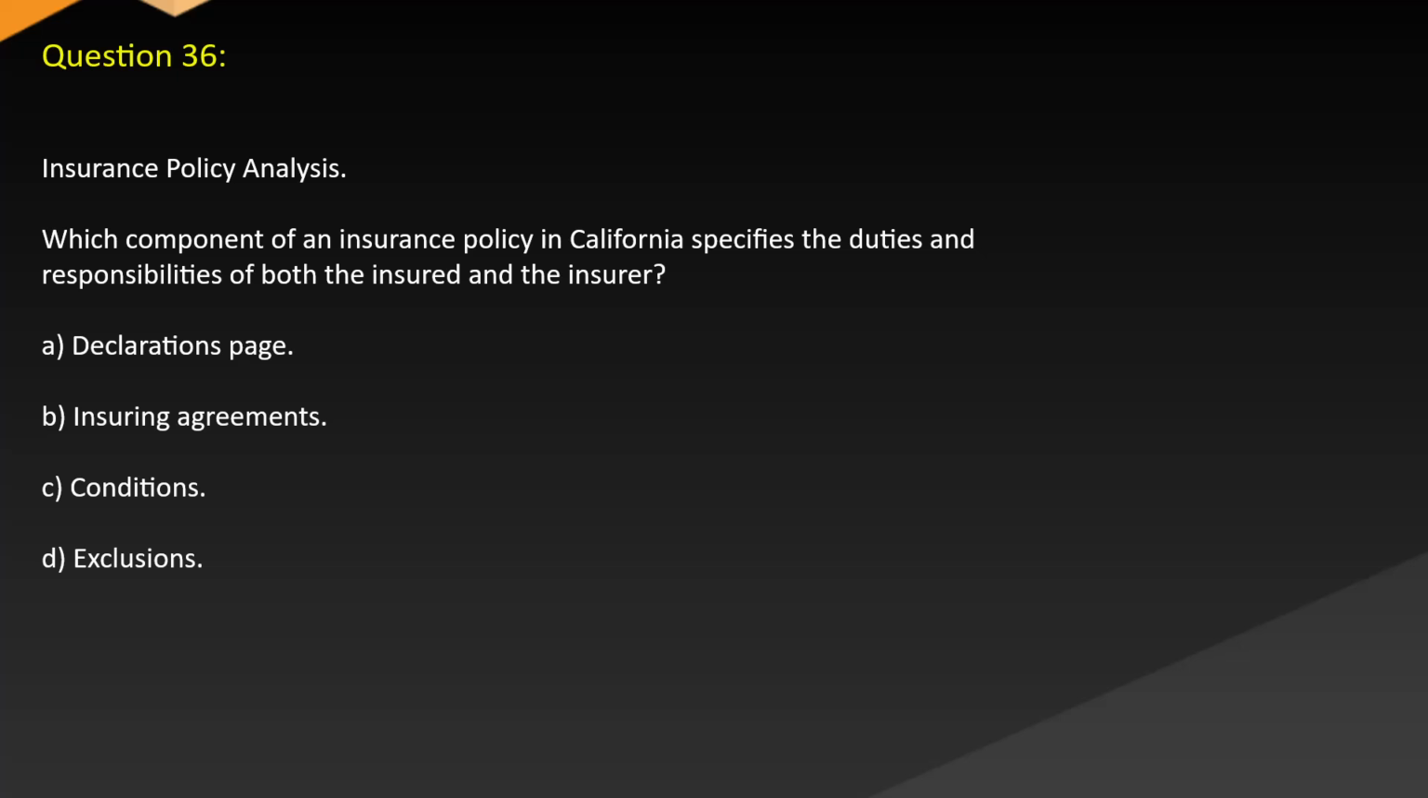Question 36. Insurance policy analysis. Which component of an insurance policy in California specifies the duties and responsibilities of both the insured and the insurer? A. Declarations page. B. Insuring agreements. C. Conditions. D. Exclusions.